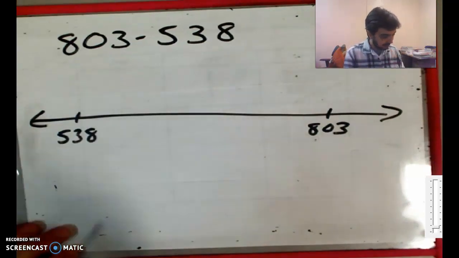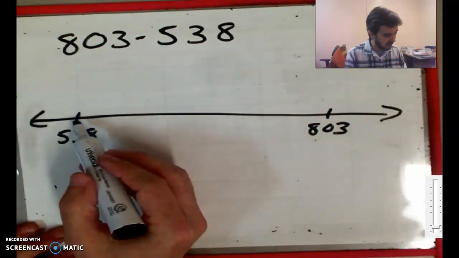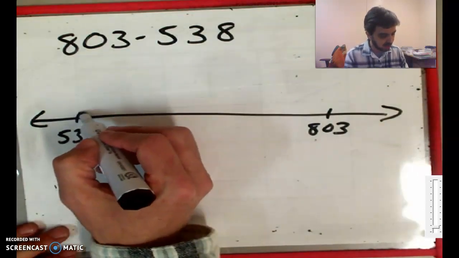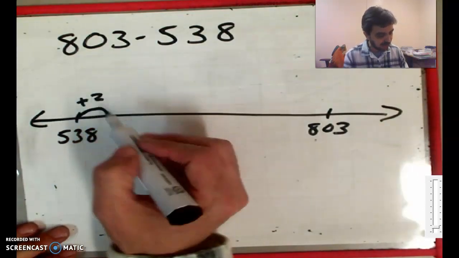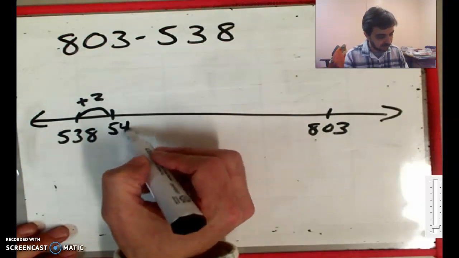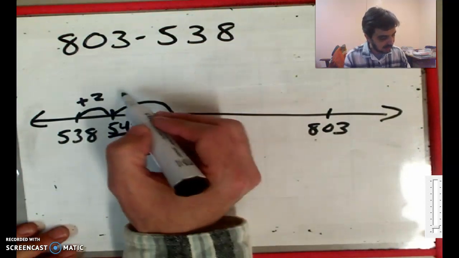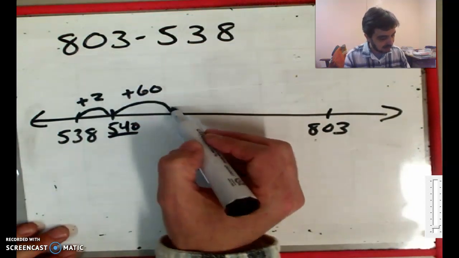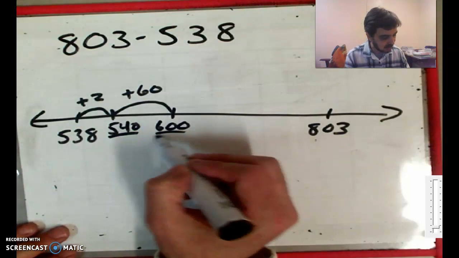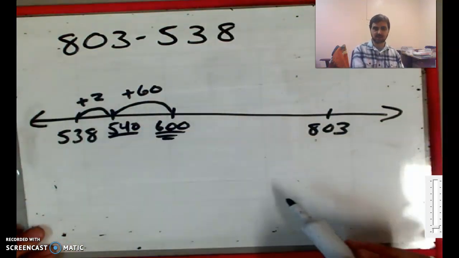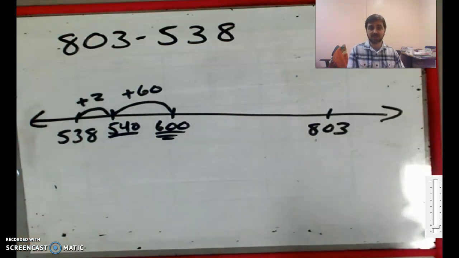So let's see, I could go up. I'm going to try and get to 600. So I'm just going to add 2 to get to 540, okay? And then I'm going to add 60 to get to 600. Because 600 is a nice, easy number. So I've already added 62 just to get to 600. I mean, now it's easy peasy, right?